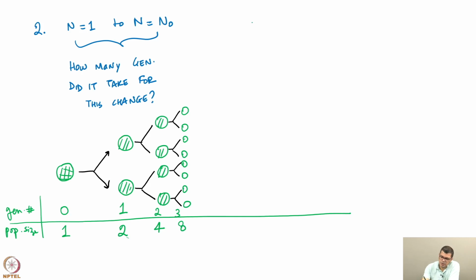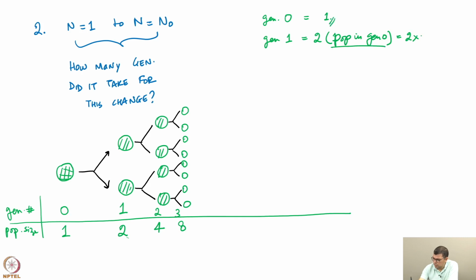So, if we started with one individual, in generation 0 we had one individual. In generation 1, we will have 2 times the population in generation 0, because with every generation the number is doubling. So, we get 2 into what was the size of the population in generation 0? That was 1. 2 into 1, that is 2.